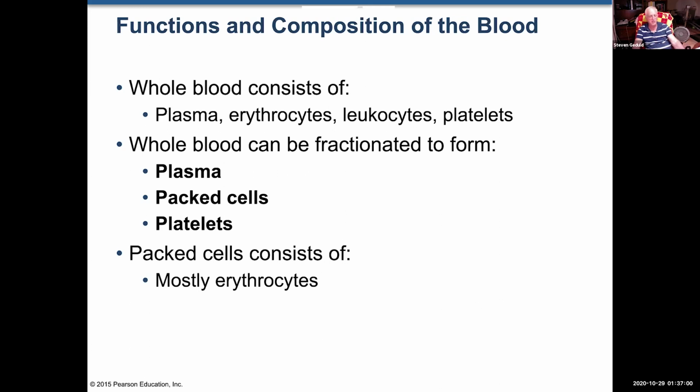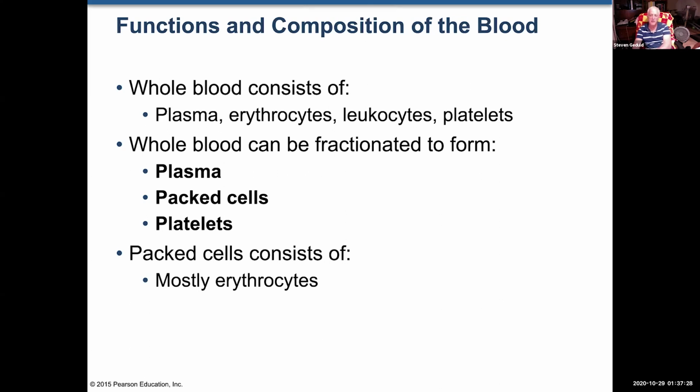So again, plasma is just the liquid portion. Packed cells are just the blood cells, the red blood cells, the white blood cells. And platelets are your clotting factor. If you're treating a hemophiliac patient, you don't need to give them a transfusion of plasma and packed cells. You need the platelets. So you give them a transfusion of platelets because they lack platelets. That's a blood clotting material.